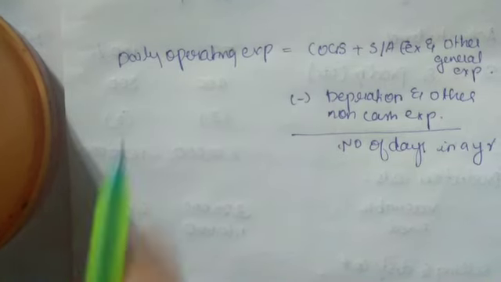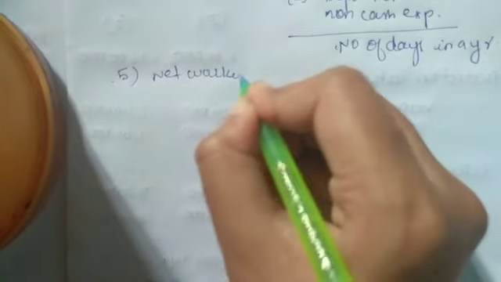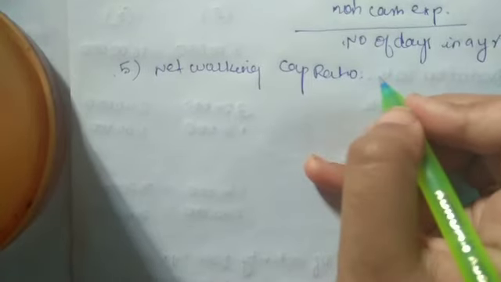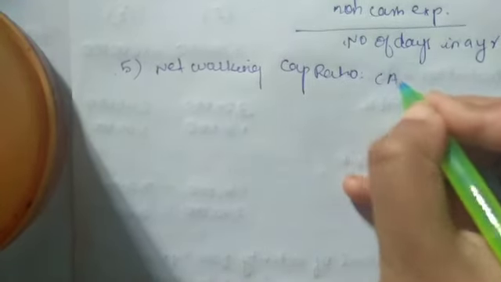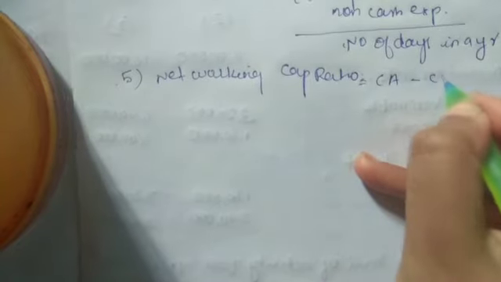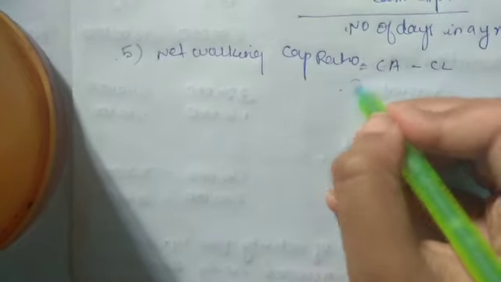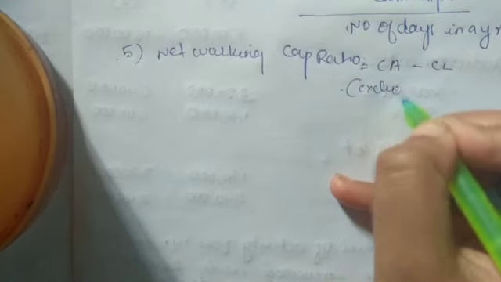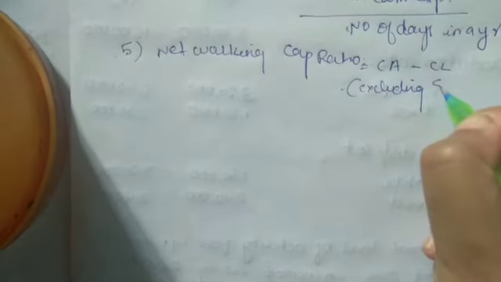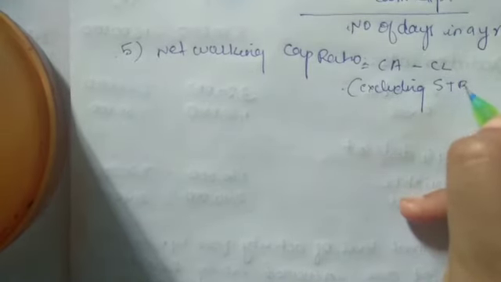That ratio is this. And the fifth ratio is net working capital ratio. This is equal to current assets minus current liabilities excluding short-term bank borrowing.